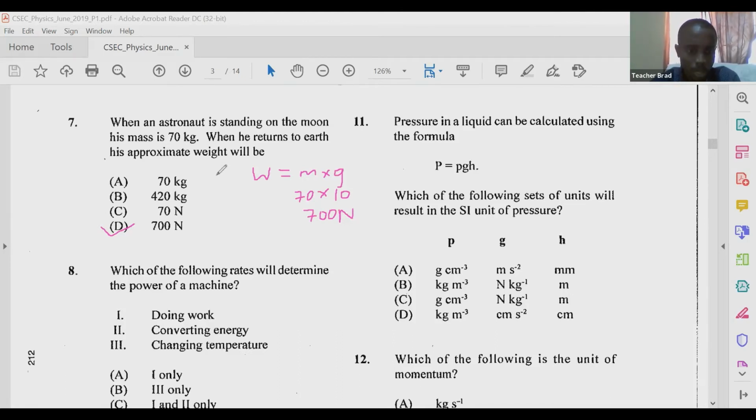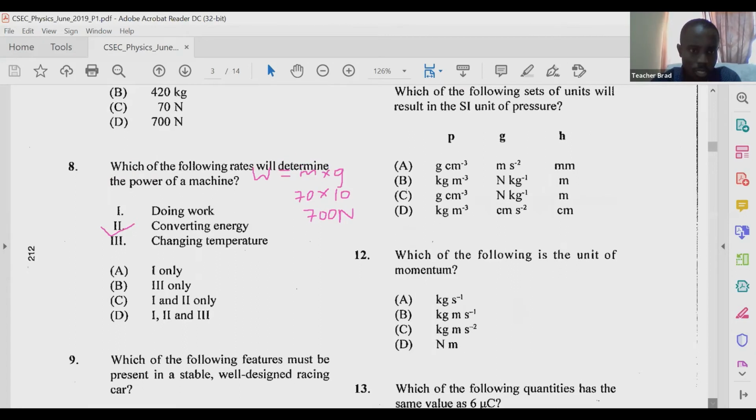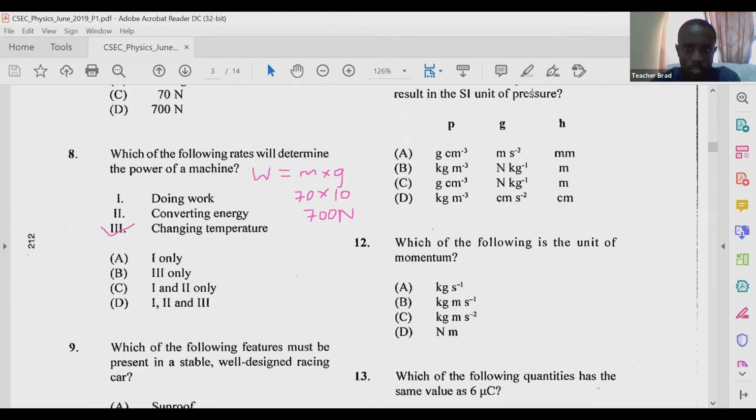All right, we look at question number 8. Let me just clear that screen. So question 8 says, which of the following rates will determine the power of a machine? Now, power is the rate of change of energy or the rate of change of work, the rate at which work is done.